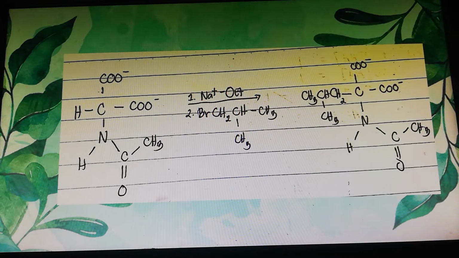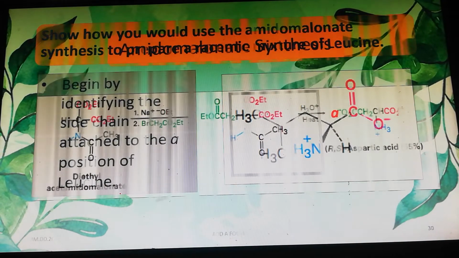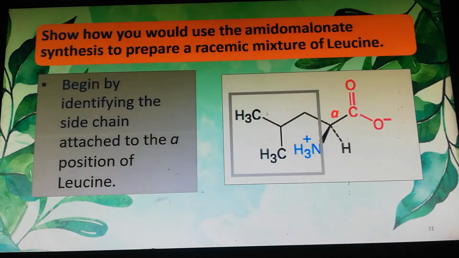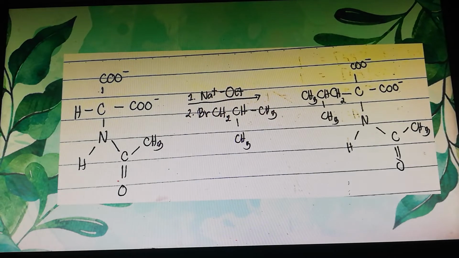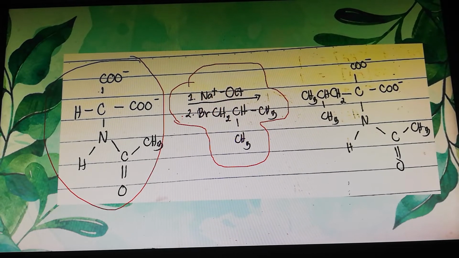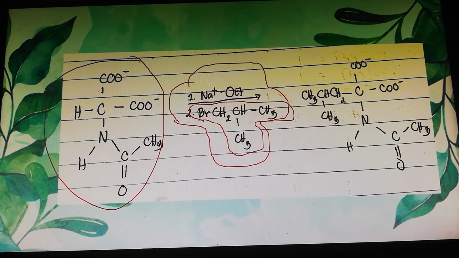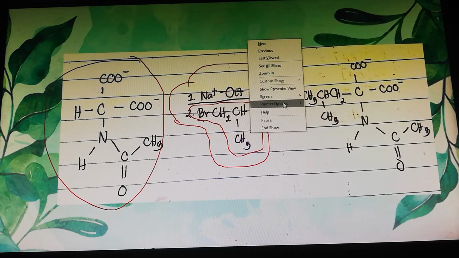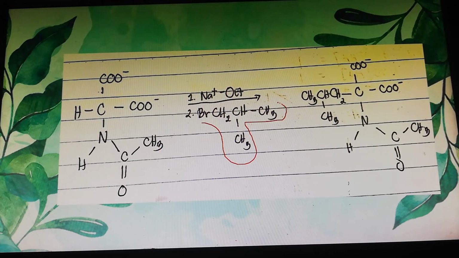Everything starts from diethyl acetamidomalonate. So this is our acetamidomalonate, and then we react it with these molecules. As you can see, we put in the side chain that we identified earlier. This is where you put it when you do the amidomalonate synthesis.